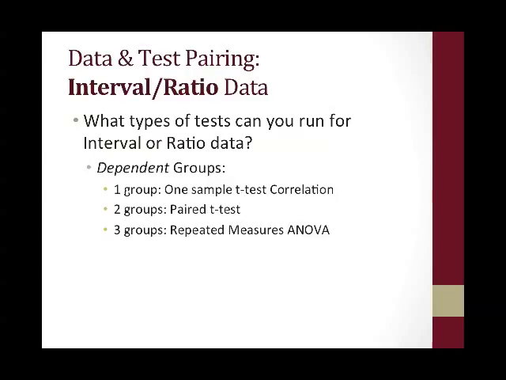And if you have dependent groups, there are different tests that you would perform. If you have 1 dependent group, you will perform a 1-sample t-test. If you have 2 dependent groups, you can run a paired t-test. If you have 3 dependent groups, you can run a repeated measures ANOVA.